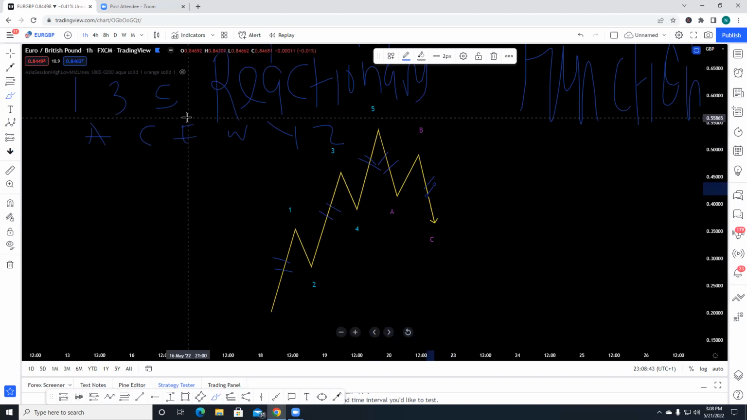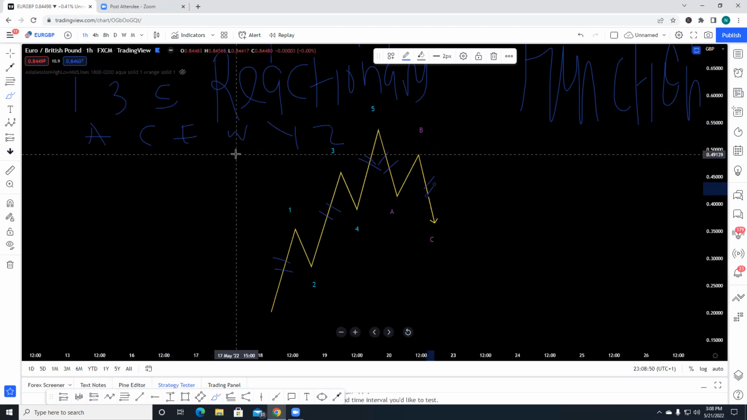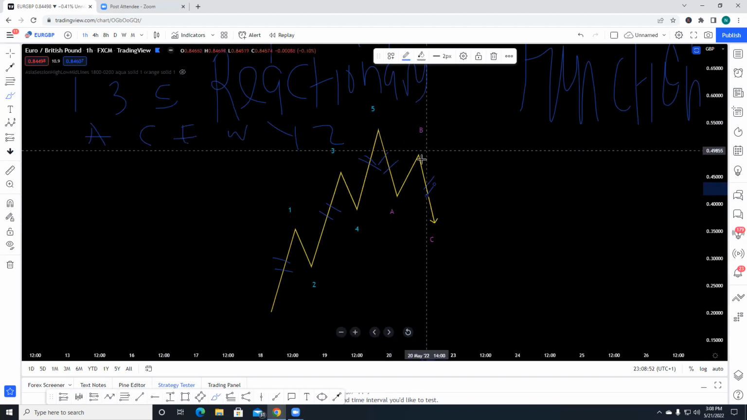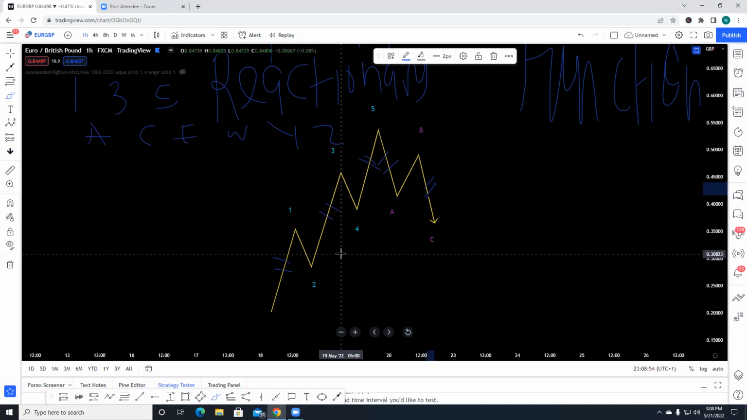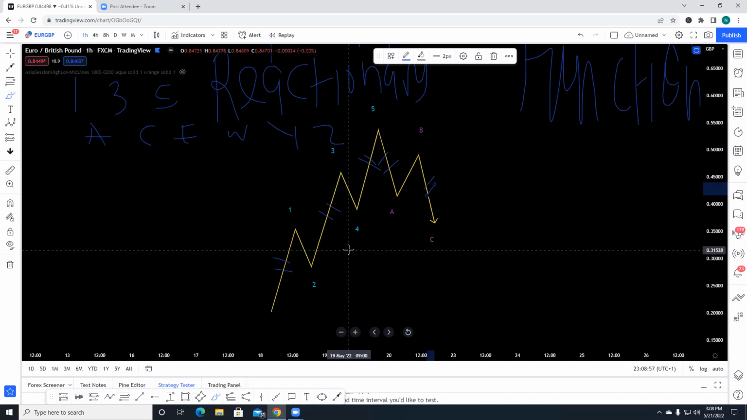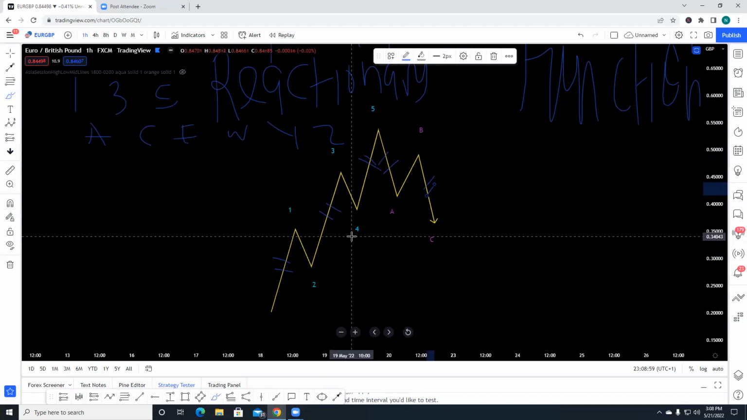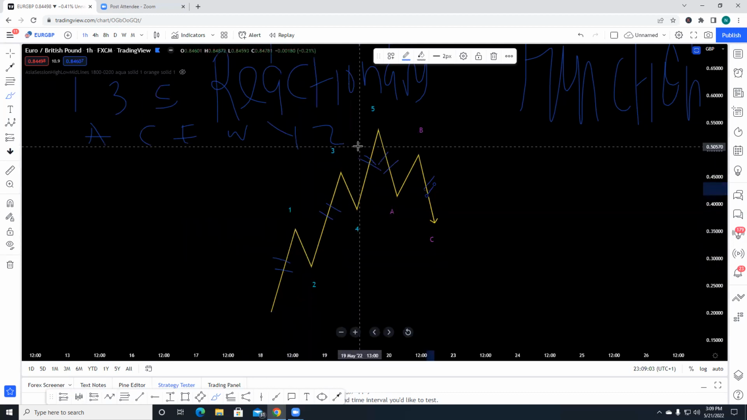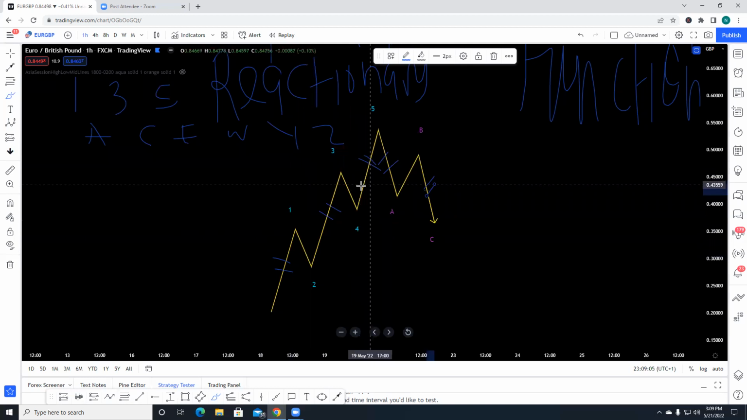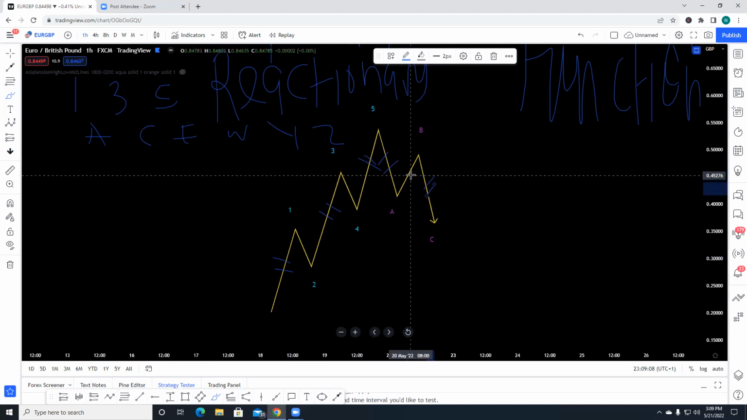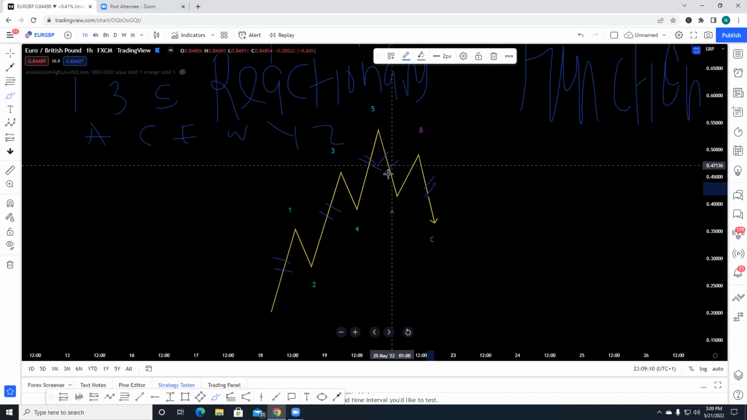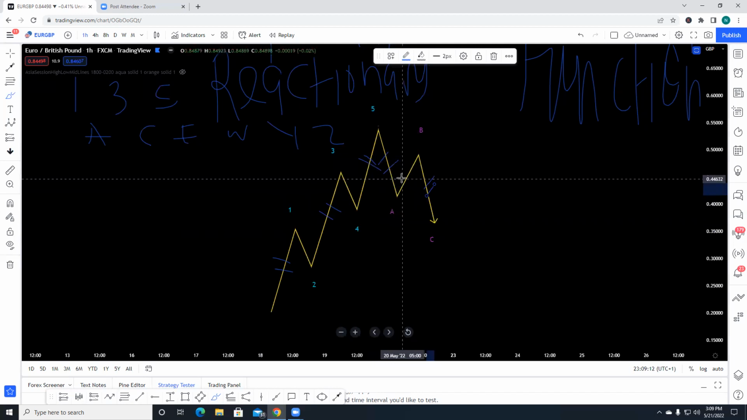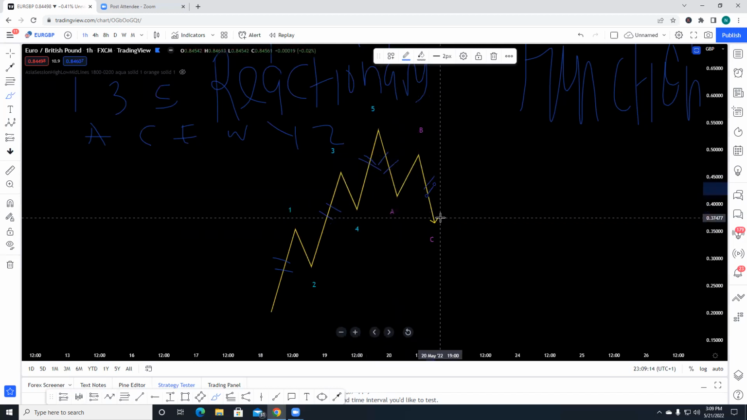wave? No. So a wave can function as action and as a reaction. When it's functioning as an action, it means that it's serving the role of an impulse. Do you understand? That's why we say with 1, with 3, with 5. We did not mention 2, we did not mention 4, we did not mention B. But we are mentioning part of correction as action now. That's with A and with C.